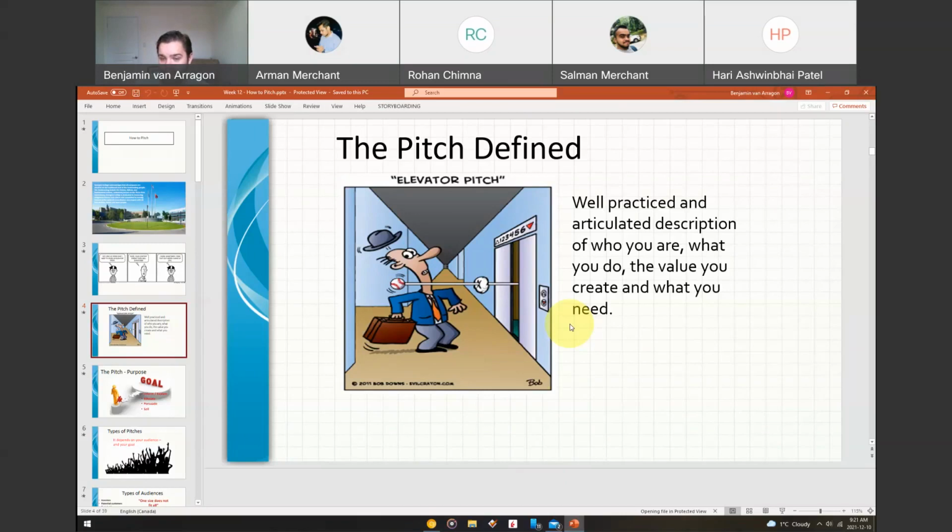And if they like your pitch, then you give them your contact information, and then you can do a full demo, right? So the pitch is kind of like that hook to get them to want to be interested in what your company's doing. So it's a well-practiced, articulated description of who you are, what you do, and the value you create and what you need. So it's really important to have a pitch because when you are thrown on the spot, you want to be prepared and you want to be able to swing it.